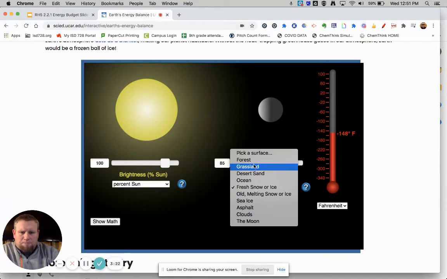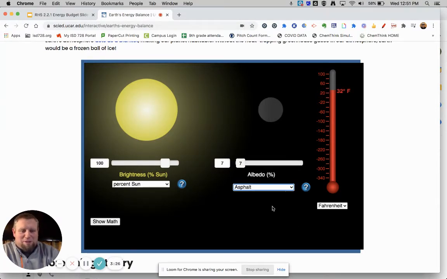Okay, if we go to something like asphalt, this is going to be the other extreme, right? So now we have something that's black in color. It's going to very much absorb that heat. This is why when we walk on asphalt in the summer with bare feet, it tends to burn our feet, right? We want to get off of it as soon as we can. So that's going to contribute to an increase in temperature of about 32 degrees.